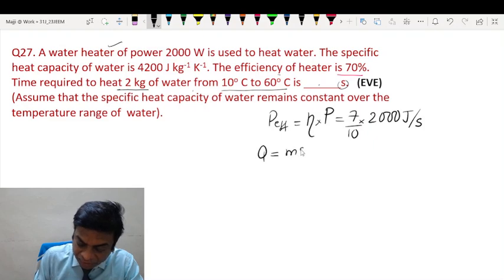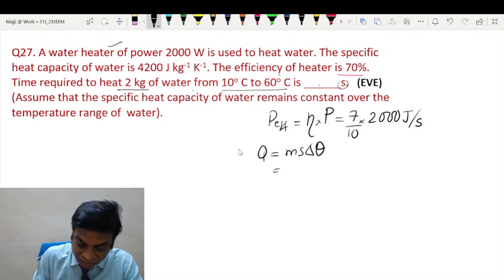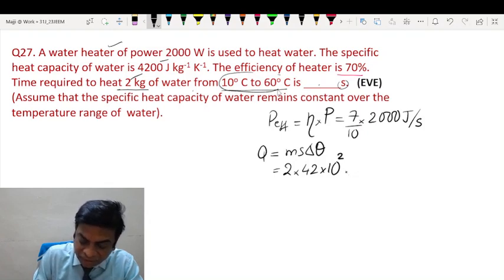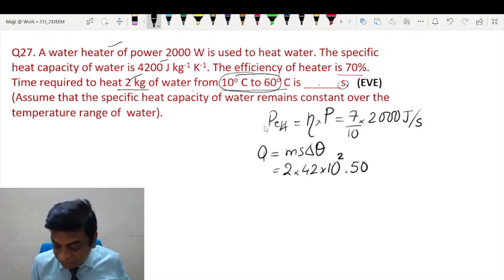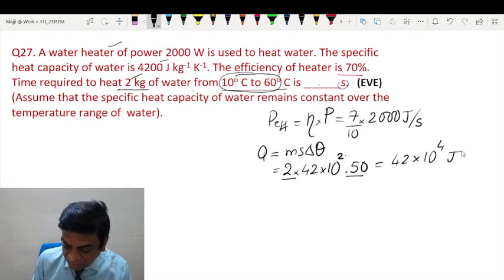So heat required to raise the temperature of a certain mass by a certain temperature is this. Mass of water is 2 kg. We are proceeding in SI units students, so I am not writing the units. S is 4200 joule per kg Kelvin, and change in temperature is 60 minus 10, that is 50. Degrees Celsius and Kelvin are the same as far as change in temperature is concerned, so no need to worry about this. So we have 42 into 10 power 2. 2 into 50 is 100. 100 into 100 is 10 power 4. This much joule is the answer, heat required.